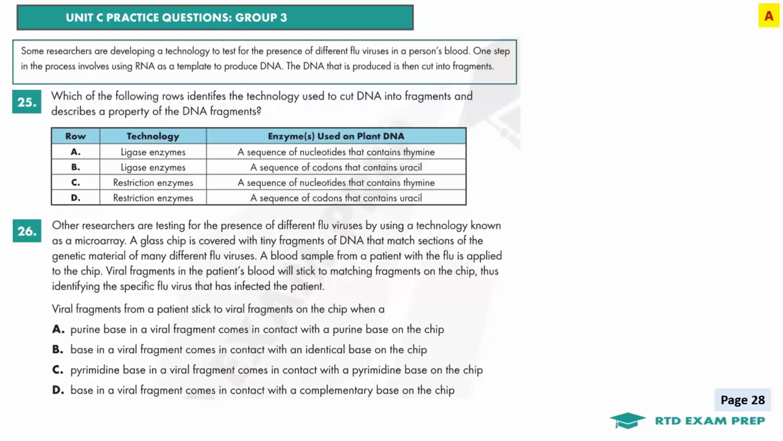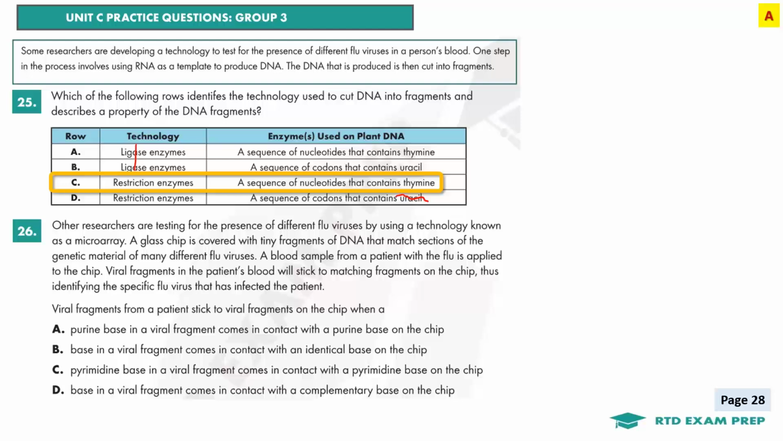For question 25, researchers are developing a technology to test for the presence of different flu viruses. One step involves using RNA as a template to produce DNA. The DNA is then cut into fragments. Reading the question, what technology is used to cut DNA into fragments? I know it's not a ligase because that's my glue. It's a restriction enzyme. And what describes a property of DNA? Well, it can't be uracil. That's found only in RNA. So 25 is C.